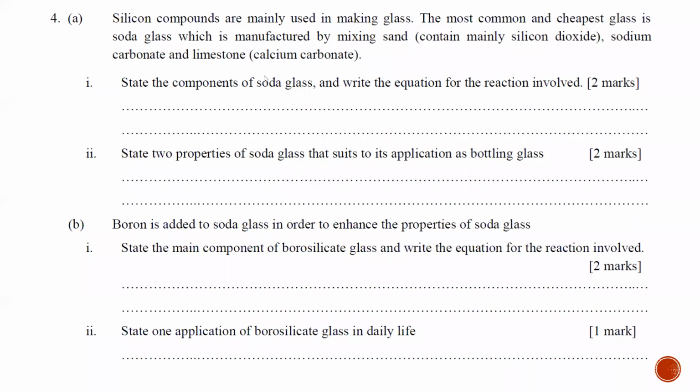Silicon compounds are mainly used in making glass. The most common and cheapest glass is soda glass, which is manufactured by mixing sand, which contains mainly silicon dioxide, sodium carbonate, and limestone, which is calcium carbonate. State the components of the soda glass and write the equations for the reactions involved. So here you have a mixture of sodium carbonate, calcium carbonate, and silicon dioxide, which eventually will become silicate according to the equation.